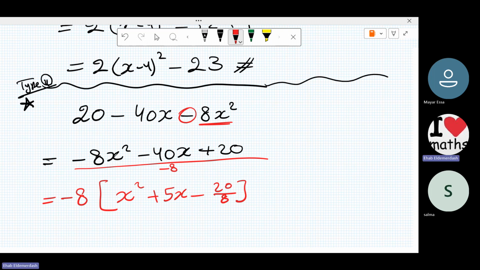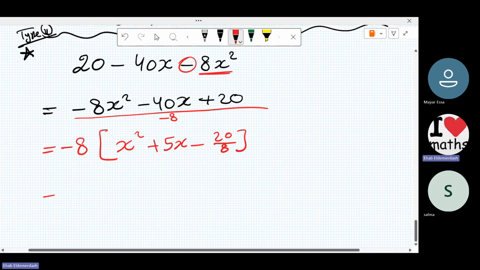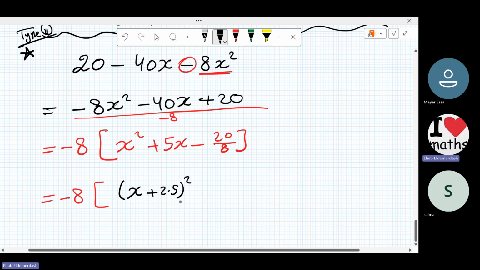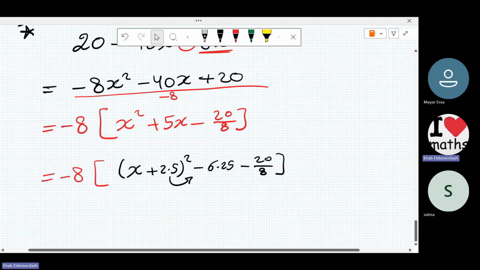Exactly. Once I reach to take the negative 8 outside, I will work normally on the part 3. But here there is one small problem. There is the 5 which is not divisible by 2, so I will put it as a decimal. I will make it normally x plus 2.5 squared minus this square, which is minus 6.25. Then minus 20 over 8 usually. Usually it's decimal, it's fine, it's from the real numbers that we are dealing with.